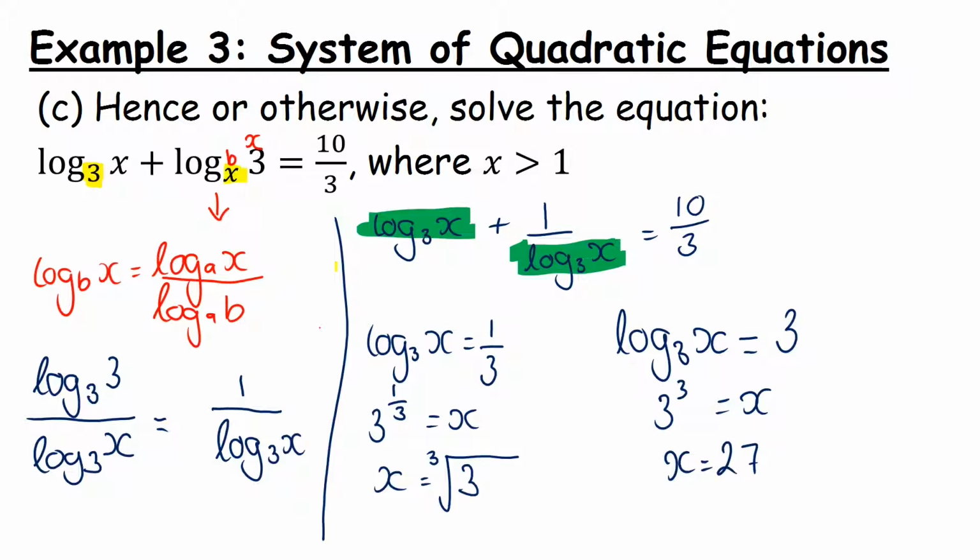Now, just double check, they told us that x had to be greater than 1. So when you check the cubed root of 3 in your calculator, it should work out about 1.7. So that means that that answer is absolutely fine. 27 is also greater than 1. So both of those answers are valid. So although this kind of looked like quite a nasty question, once you had the first part, which was a quadratic just written in a different form, it was quite easy to work through. So do keep an eye on questions where it says hence and where they're linking one part with the other.